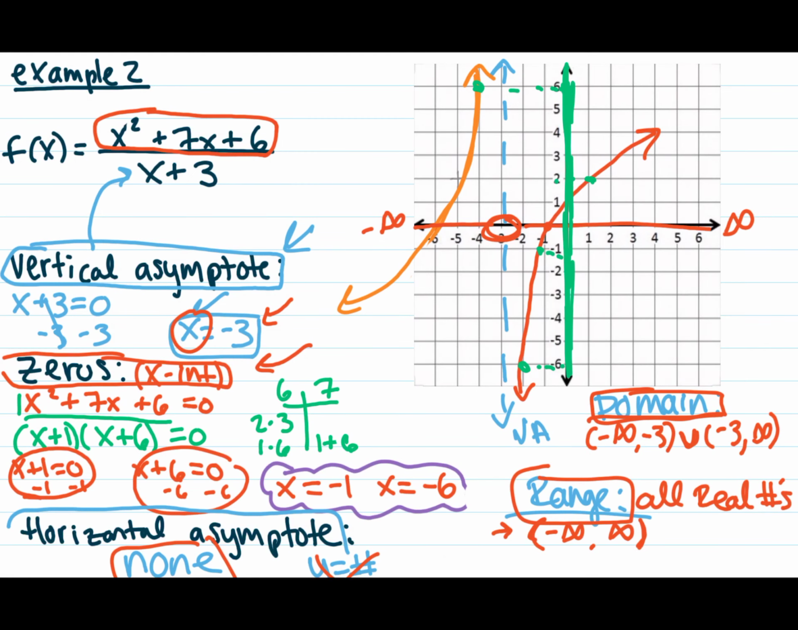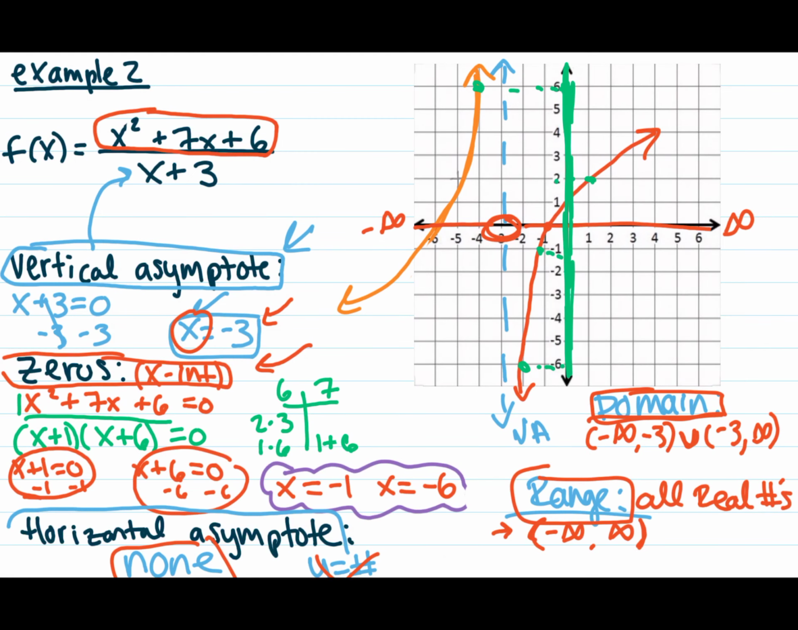All right, what if your degrees are the same? You've got degree 2 over degree 2. Well, then you're going to divide the leading coefficients to get that value, okay? So get this chart copied and have these rules written out for yourself.